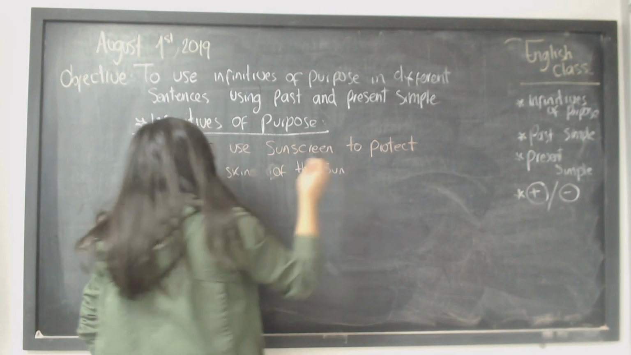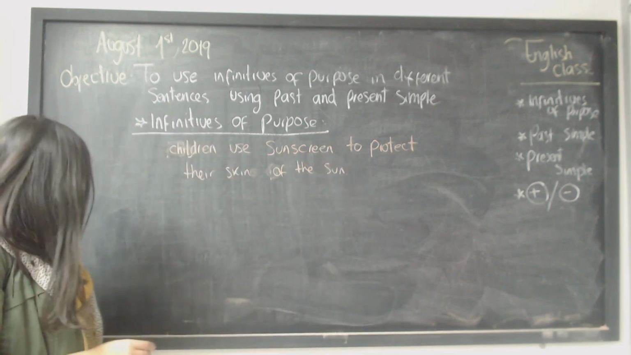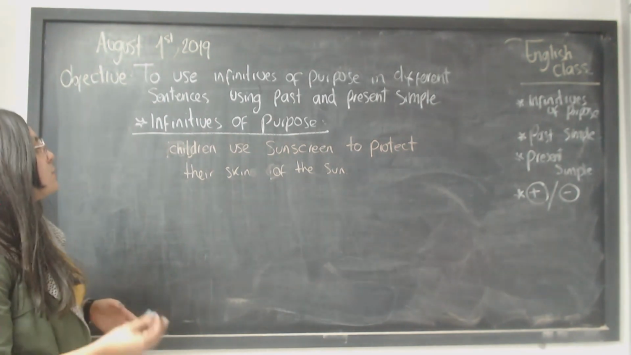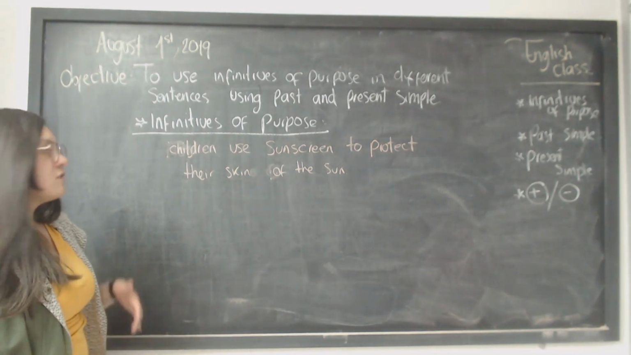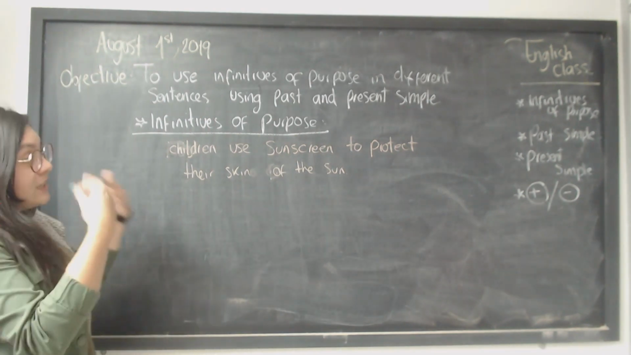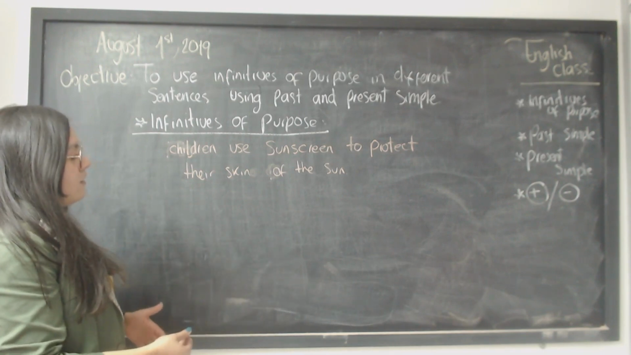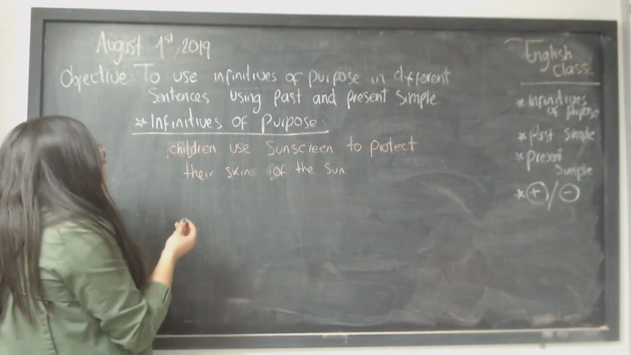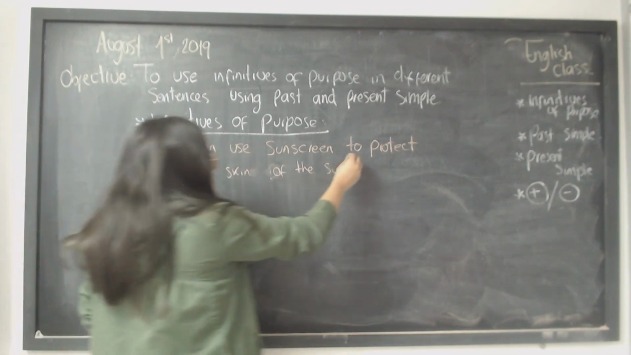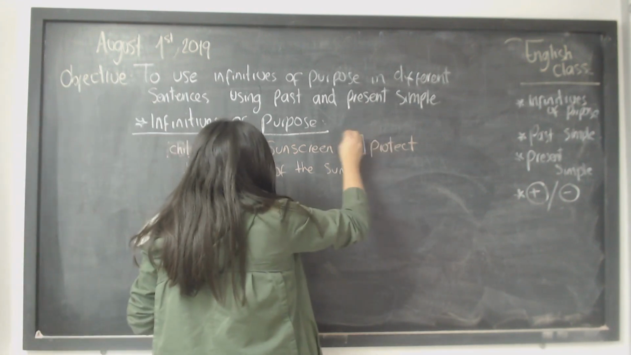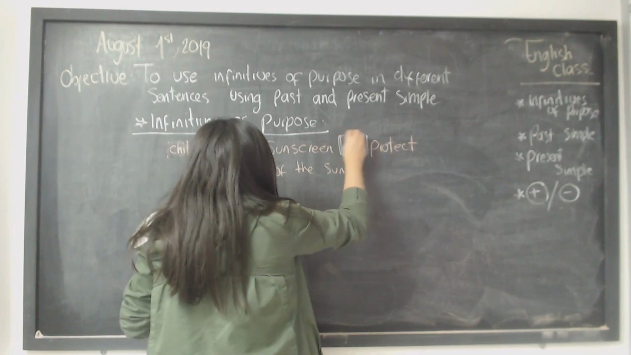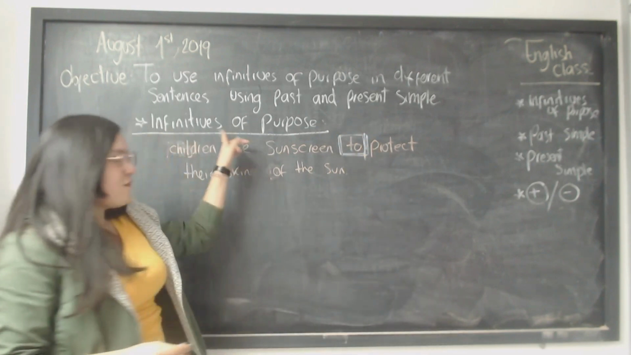Okay, so let's analyze this sentence. We have: children use sunscreen to protect their skin from the sun. Entonces los niños utilizan pantalla solar o protector solar para proteger su piel del sol. So the infinitive of purpose is this one that I have here. Okay? So this little word is the infinitive of purpose.